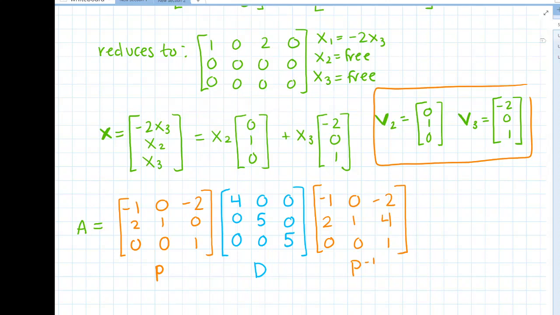Okay, so let's get into some other stuff. Basically what I want to do is just talk through why it is that this works. So, why does diagonalization work?